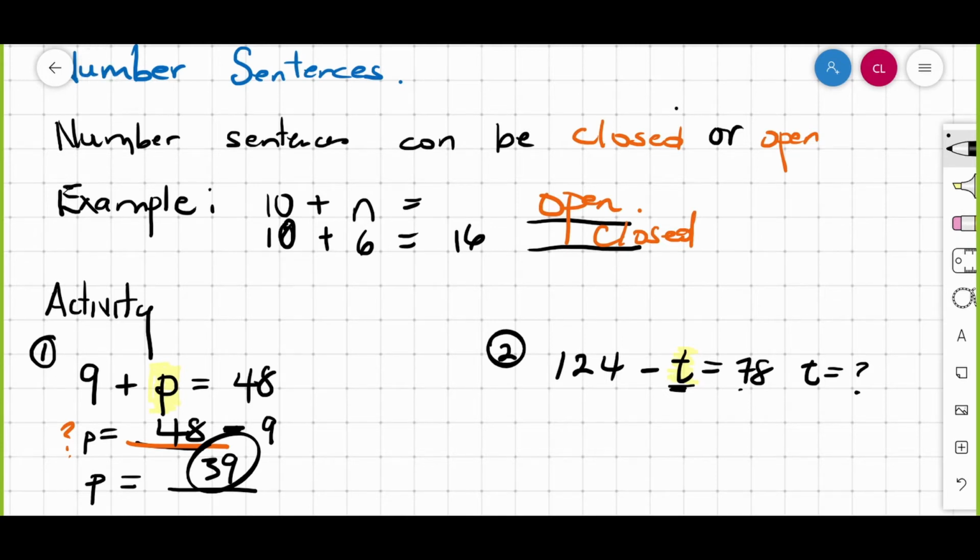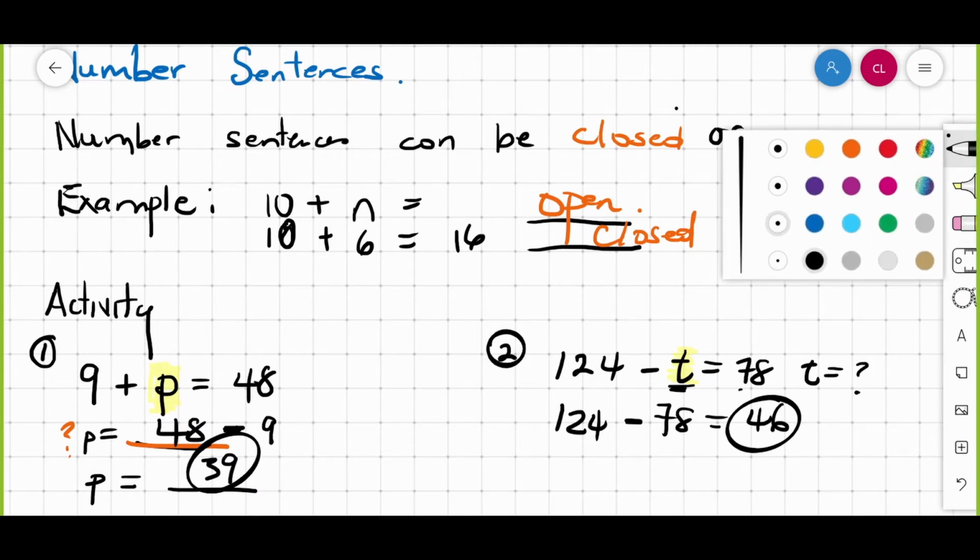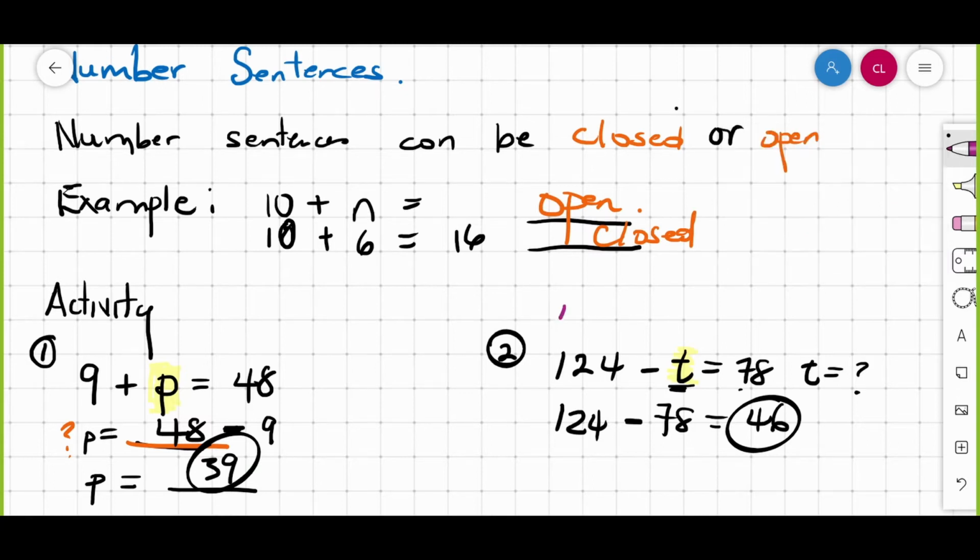The answer is 46. All right, good. So in this case, we would need to say 124 and we would subtract the 78, and what we would get left with would be 46. So if we were to fix this the other way, we could say 124 minus the 46 would be equal to the 78. Clear? Yes, sir.